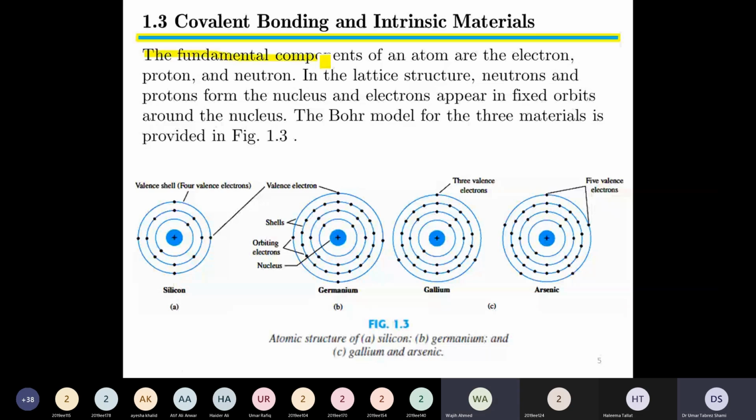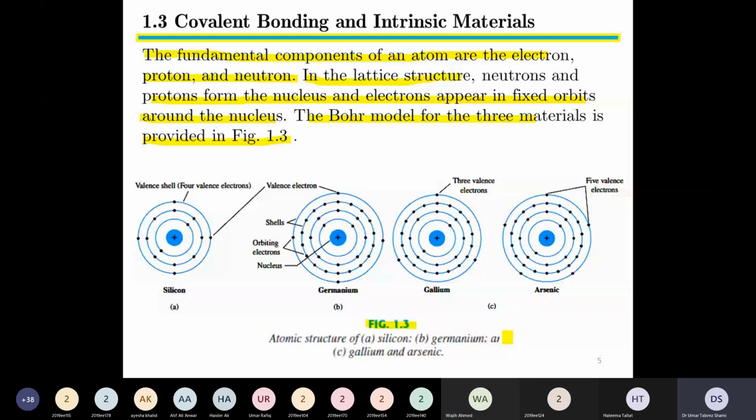The fundamental components of an atom are the electron, proton, and neutron. And this is your normal Bohr's atomic model structure that we will discuss. In the latest structure, neutrons and protons form the nucleus, and electrons appear in fixed orbits around the nucleus. The Bohr's model for three materials is provided in figure number 1.3, and here we have figure number 1.3, with three diagrams A, B, and C.